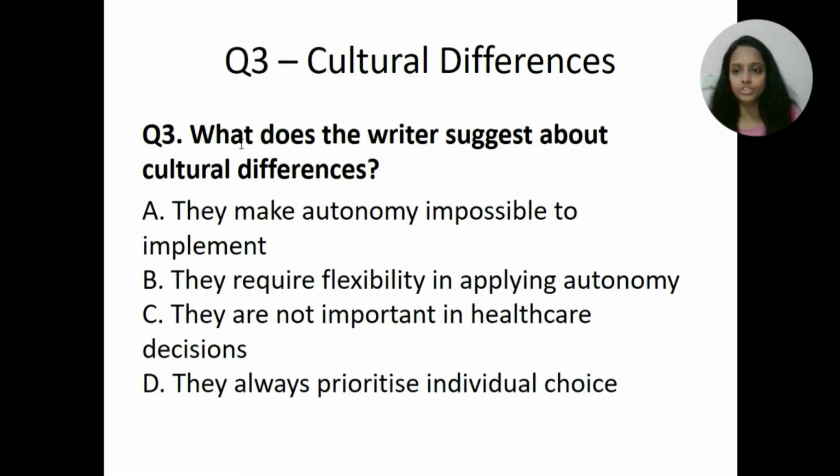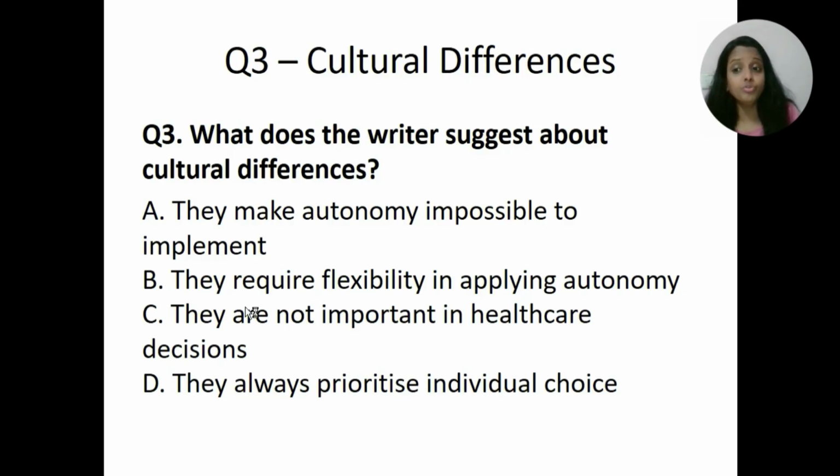Let me move to another question. So the question here is, what does the writer suggest about the cultural differences? So I need to go back to the paragraphs and I need to recall all the paragraphs. What the paragraph says, the fourth paragraph says autonomy must adapt to different cultures. Okay, if you look at the options, they require flexibility in applying autonomy. Yes, this is not the same wording, but same meaning, right? So require flexibility, and in the paragraph that I have read, autonomy must adapt to different culture, it means the same, right? So that's the answer.